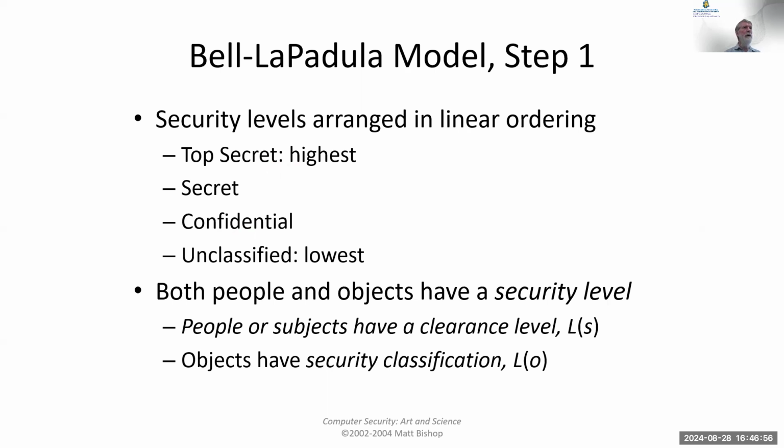And both people and objects have security levels. Objects, typically files, documents, those sorts of things, have security levels, and then people have security levels. Also, subjects, you might have programs, I think, that could have a security level. All right.